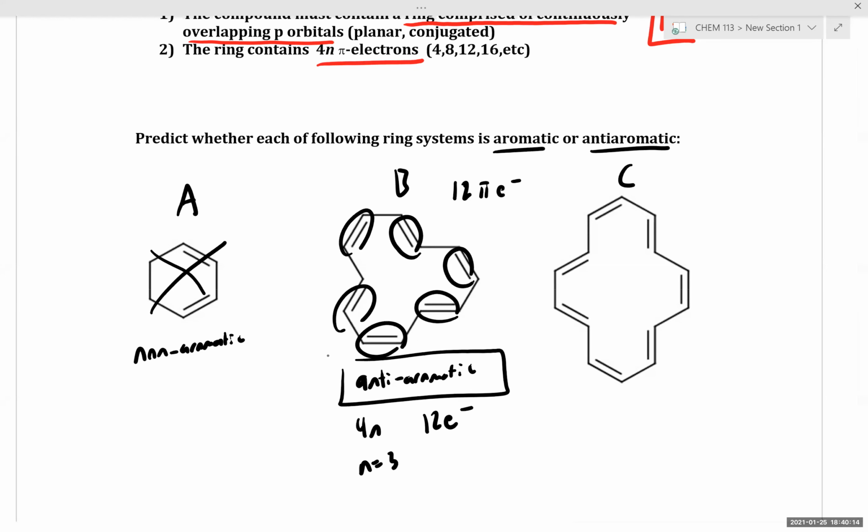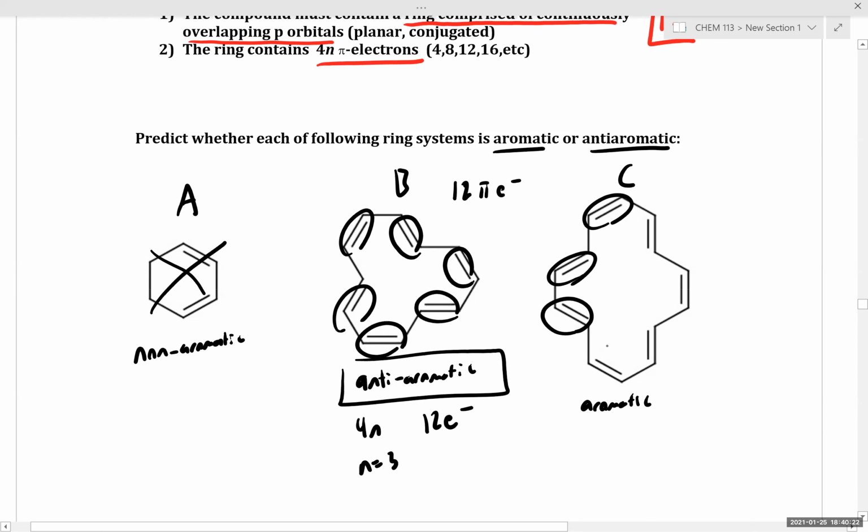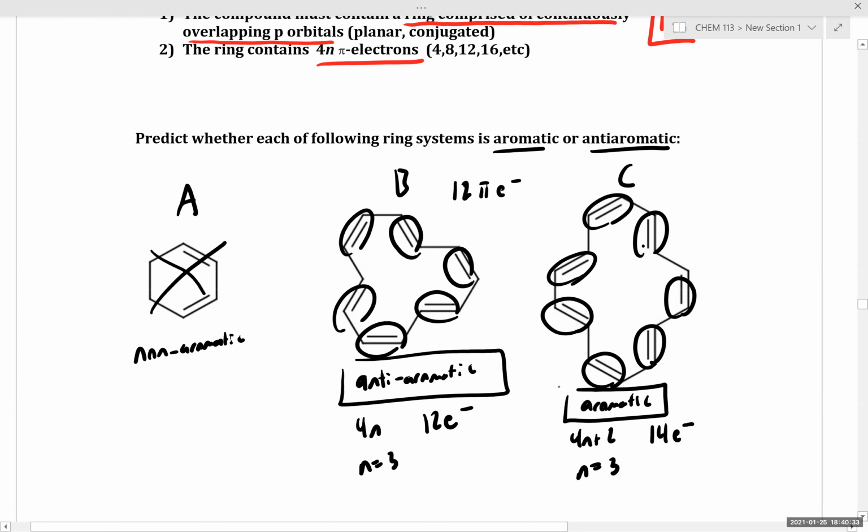For C, we see a lot of consensus in the chat that C is aromatic. Let's talk about why. 2, 4, 6, 8, 10, 12, 14. That corresponds to 4n+2 when n is 3, which gives us 14 electrons. So it would be correct to call this an aromatic system. Do these examples make sense to everyone?